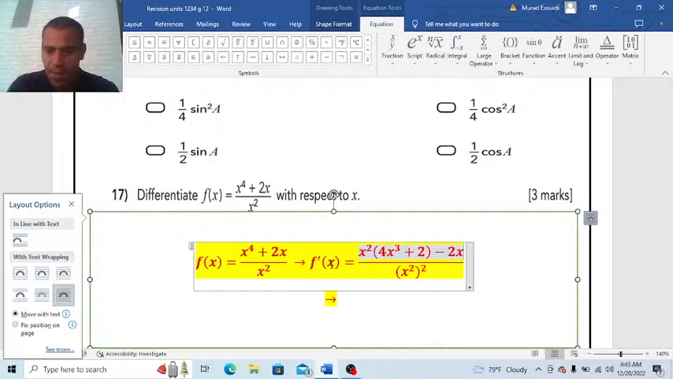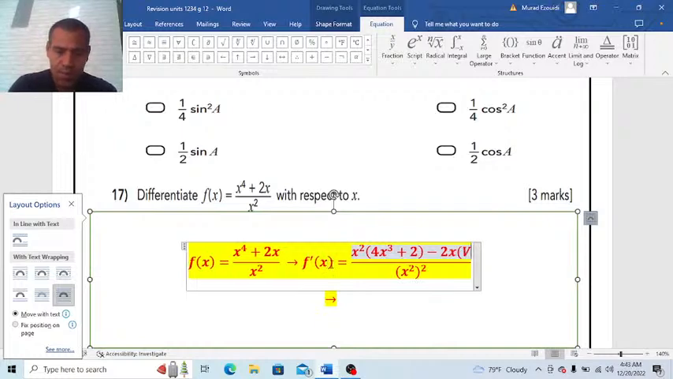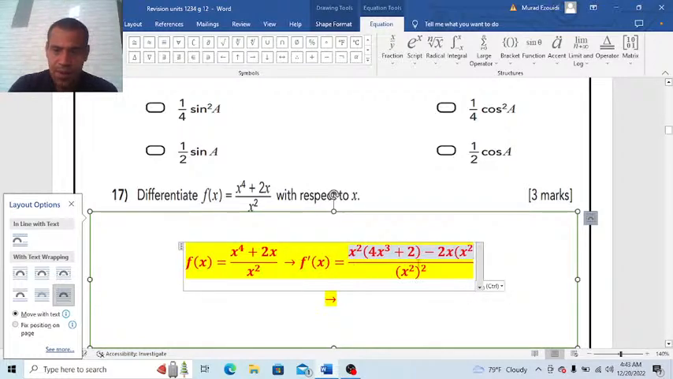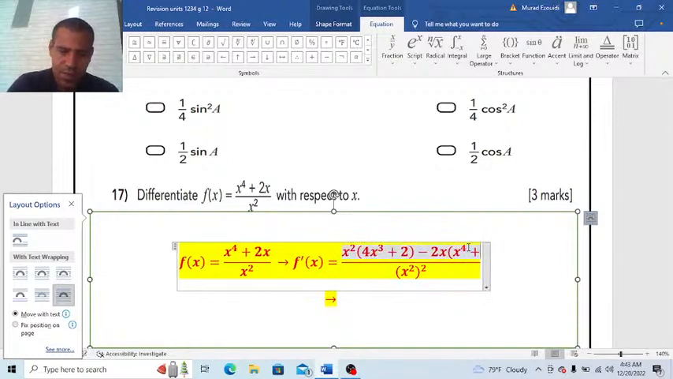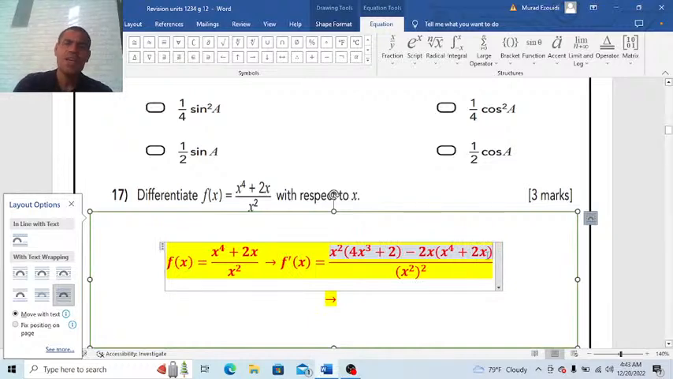Minus the first derivative of x square, which is 2x, multiplied by x to the power 4 plus 2x. Then I will close the parentheses. If you want to simplify more, it will be very easy.